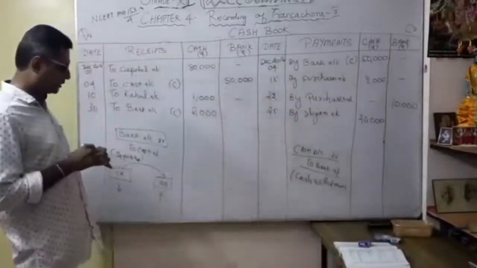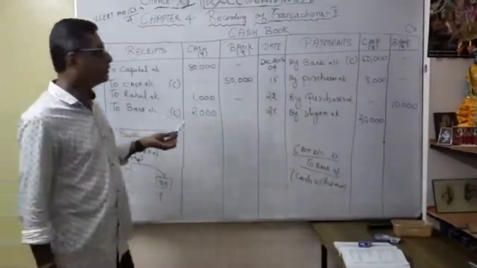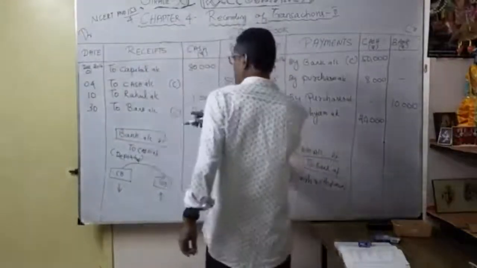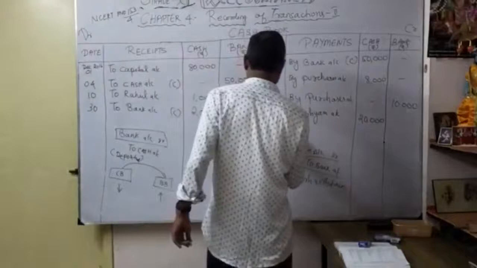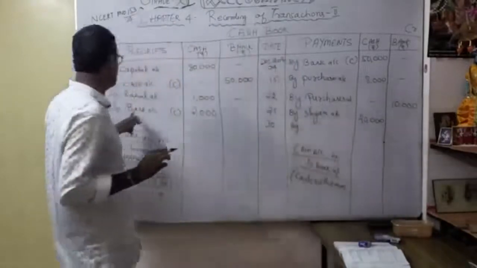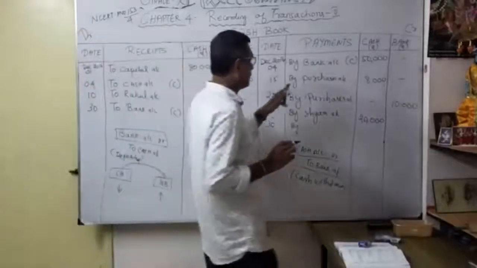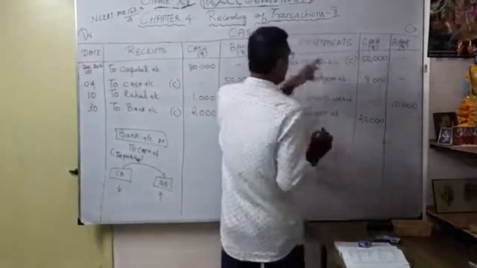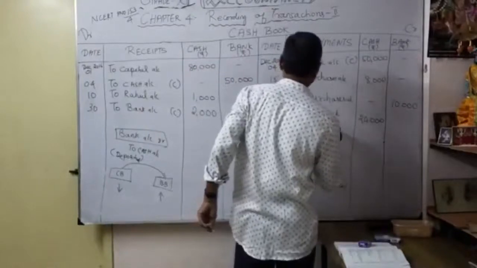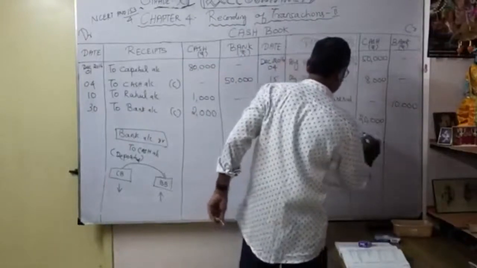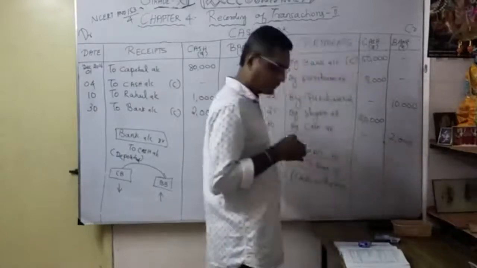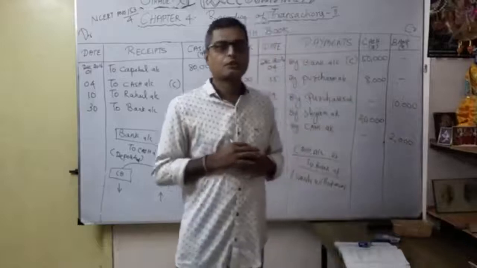Understood? Very important. Now what do you have to do? Coming to the other side, our bank is reduced. So we have to write the same date, December 30. In the cash column I wrote to bank. Similarly, I have to write in the bank column, by cash. Understood? By cash account. How much? Dash, 2,000. Our bank account is reduced. Correct? 2,000 reduced. This is very important.